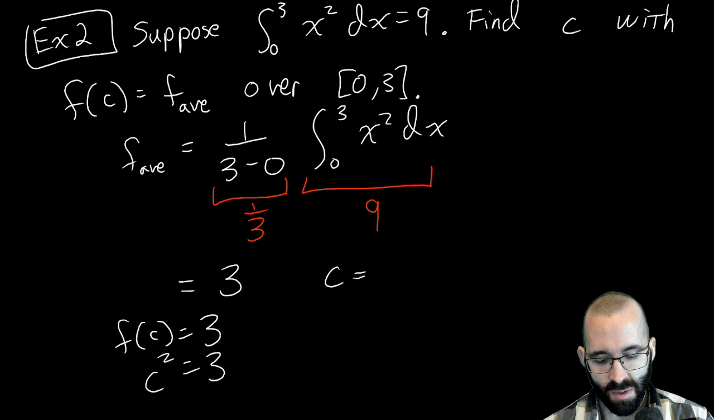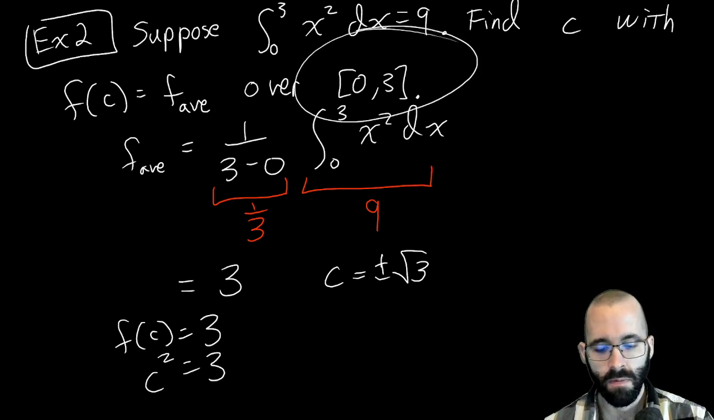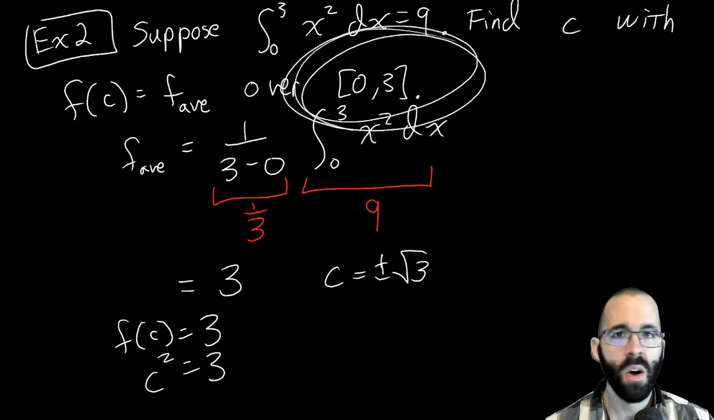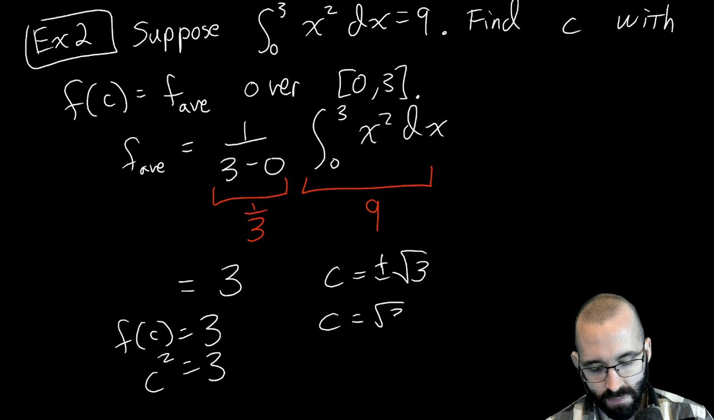Square root both sides. That's when c is plus or minus, do not forget the plus or minus, the square root of 3. So it happens in 2 places. We only want one of them. So our c value should be the square root of 3.